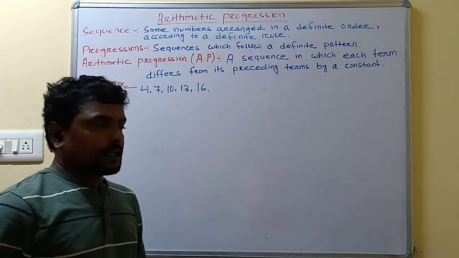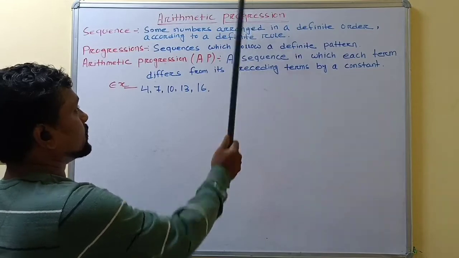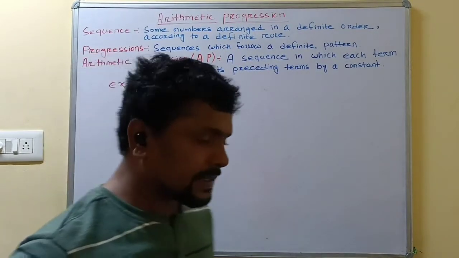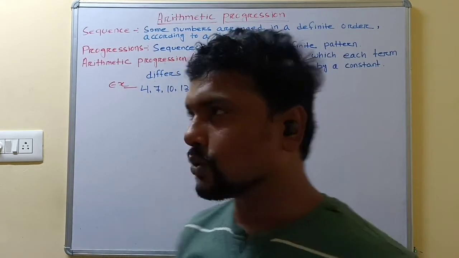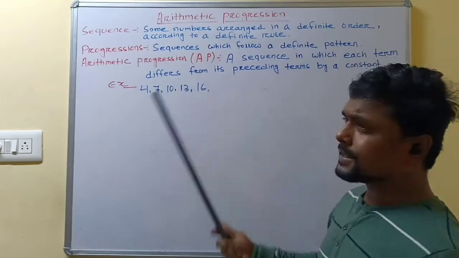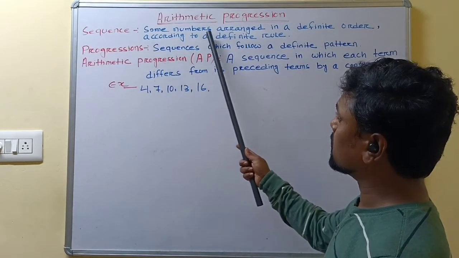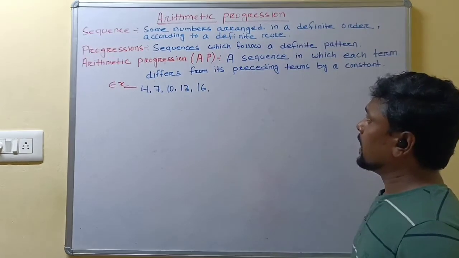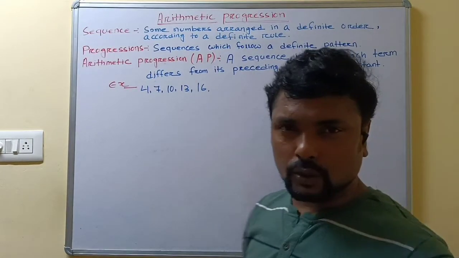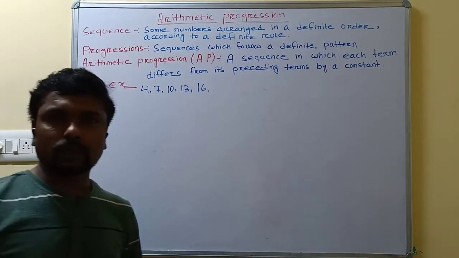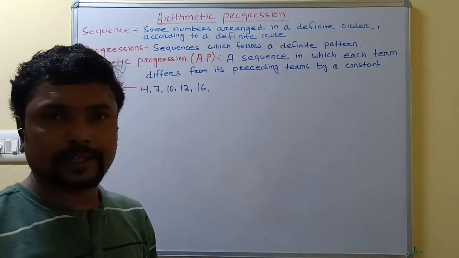Okay, students, today we are going to discuss arithmetic progression, and before we start, we should know what a sequence is. So what is a sequence? Sequence means some numbers arranged in a definite order according to a definite rule. Later I will give one or two examples to make you understand a sequence.